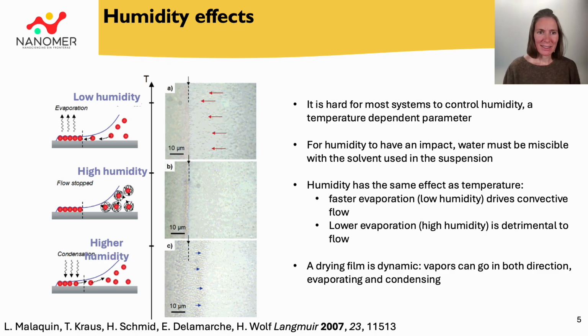If humidity is low, there's going to be a lot of evaporation, and so the particles are going to be brought in high concentration and with speed to this drying line. If humidity increases, the flow towards the meniscus is going to slow down and eventually stop, which means that, if the humidity is high enough, particles that have already been deposited can even leave. They can go back into solution and return into the bulk.